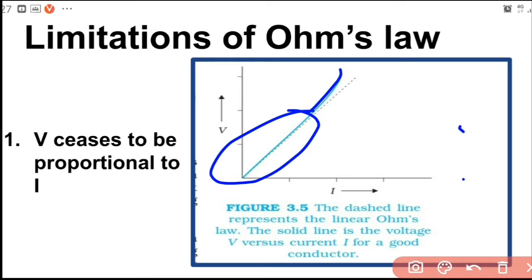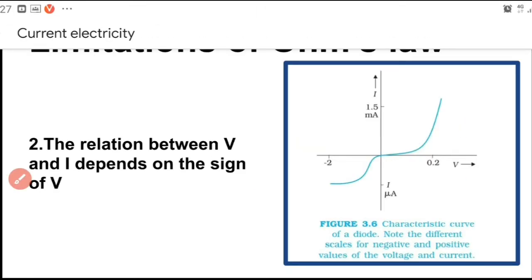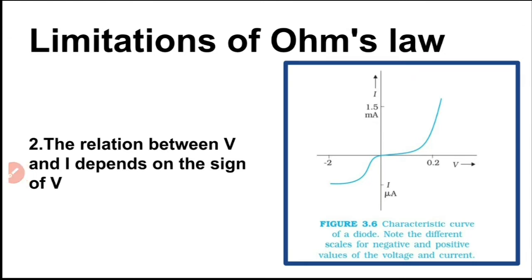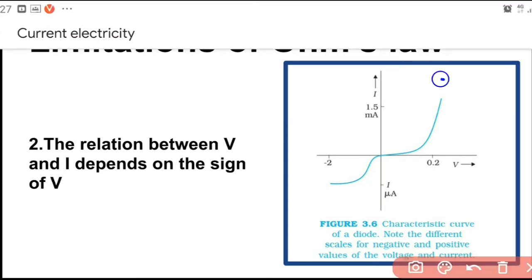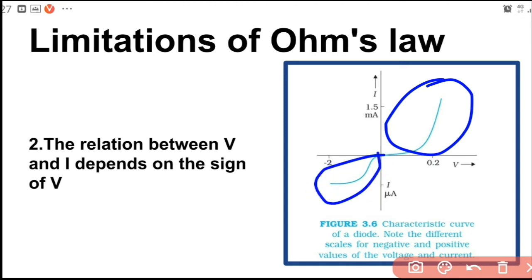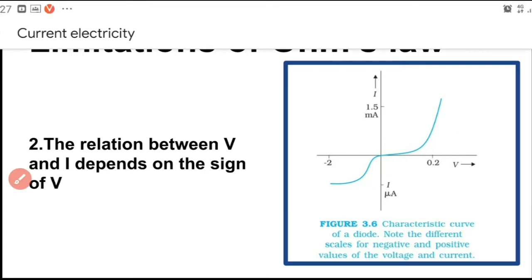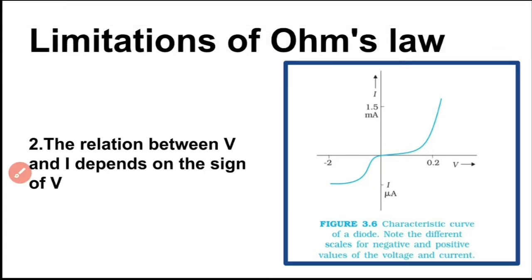Now the second case is that the relation between V and I depends on the sign of V. This is the VI graph of a PN junction diode. The upper part we call the forward characteristic, and this part we call the reverse characteristic. We will be studying the diode in detail in the 14th chapter. So this shows the VI graph of a semiconductor diode, with the forward characteristic part and the reverse characteristic part.